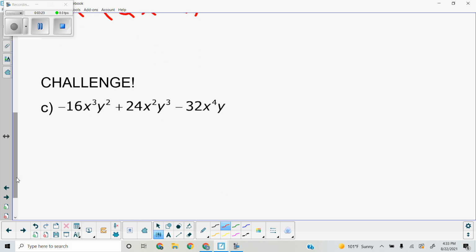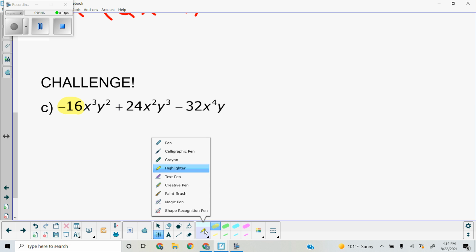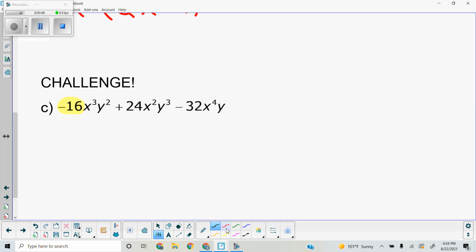Here is a challenge one. I want you to pause and think about what our GCF is. One thing that makes this one a little challenging, we want our leading coefficient, which is this -16, to be positive. So in order to make that leading coefficient positive, we have to factor out a negative. Now we look, what number goes into 16, 24, and 32? That number would be 8.